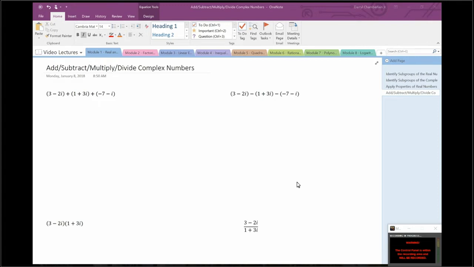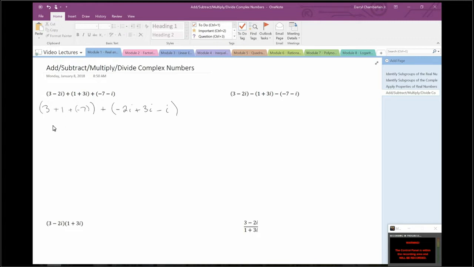For adding complex numbers, really we can treat these 2i, 3i, i, we can treat them as variables. So really what we're going to end up doing is adding all of the numbers together, so 3 plus 1 plus negative 7. And then we're going to add up all the i's together. And we're just going to make sure we're adding from left to right, though it doesn't really matter in this case.